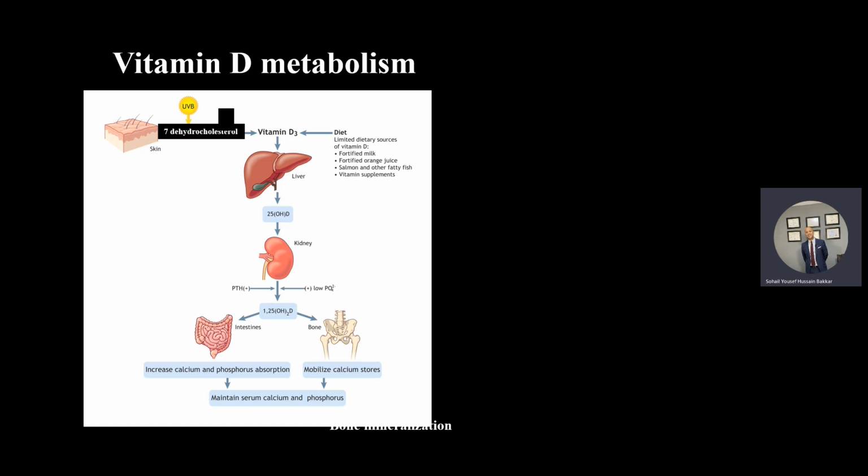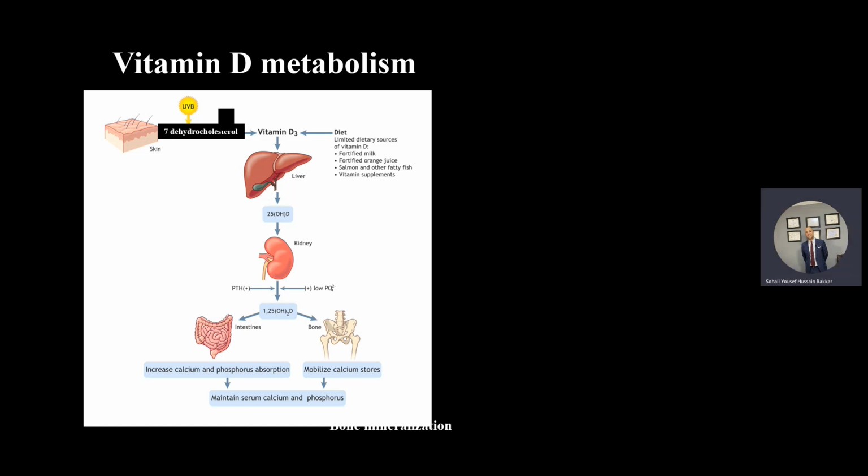It's important to know that calcium homeostasis in general is controlled by three hormones, which are the parathyroid hormone, vitamin D, and calcitonin. And therefore, it's important to know how each of these hormones contributes to calcium homeostasis. We all know that diet is a very limited or deficient source of vitamin D.